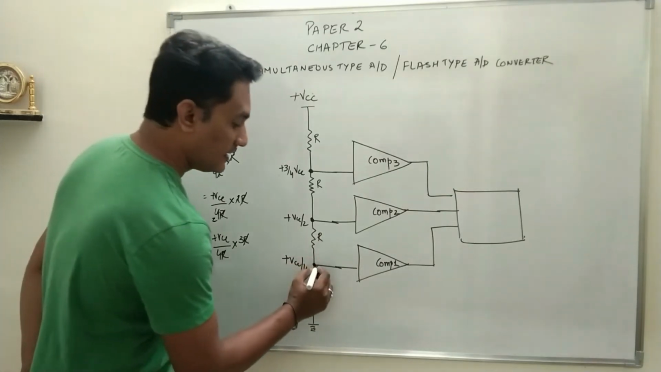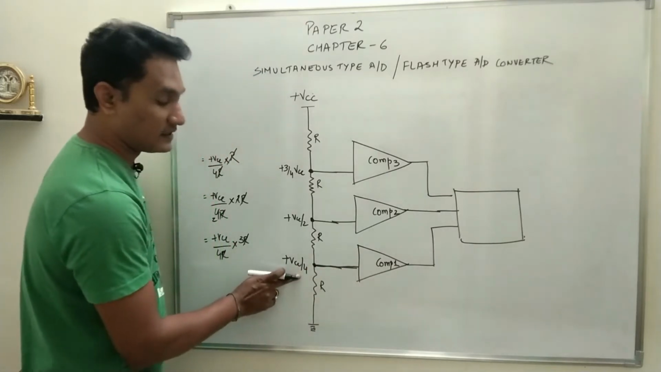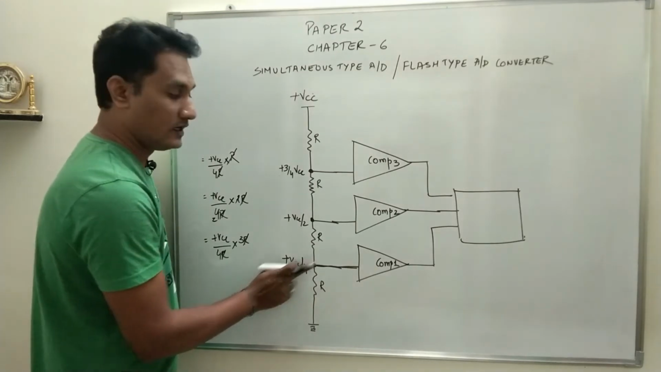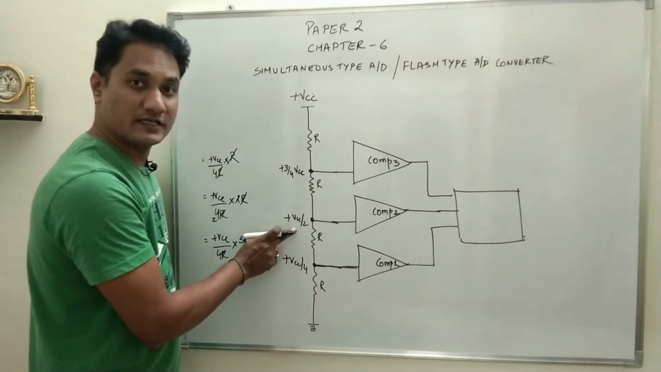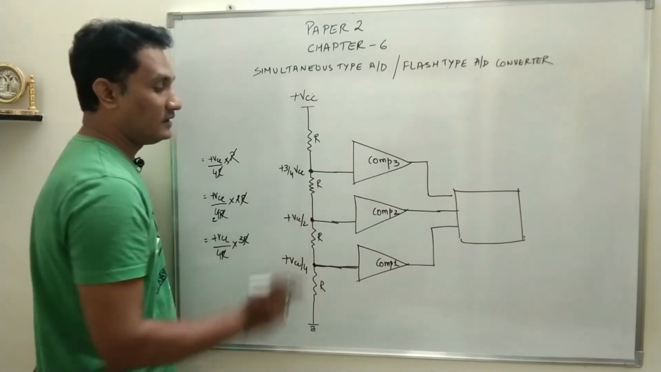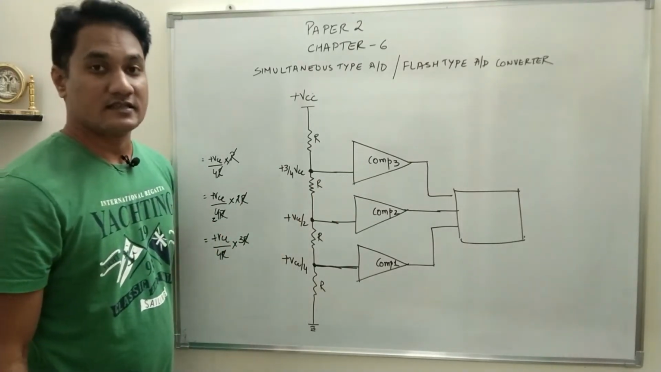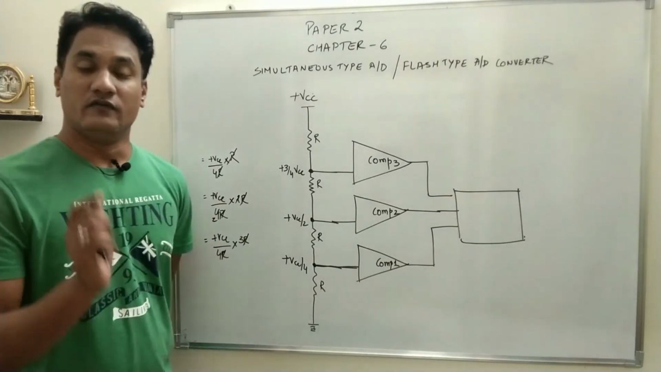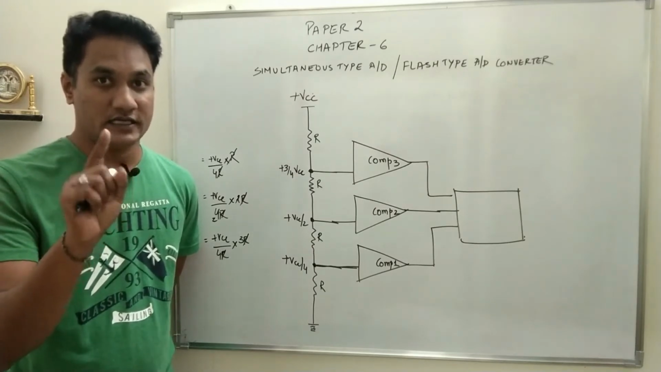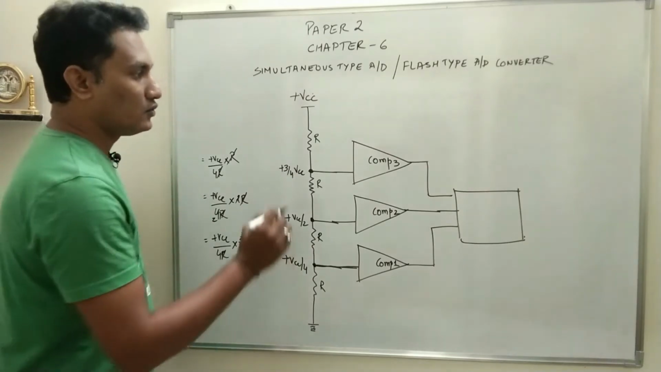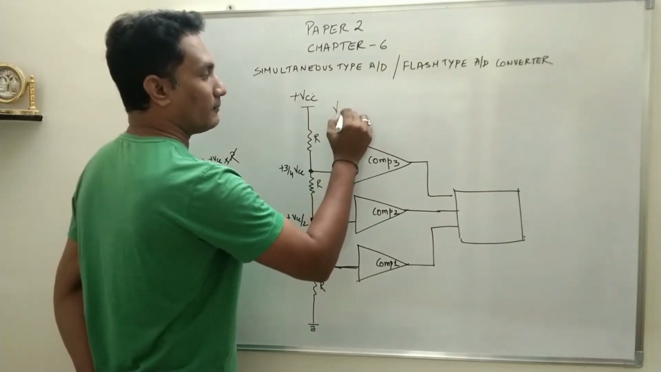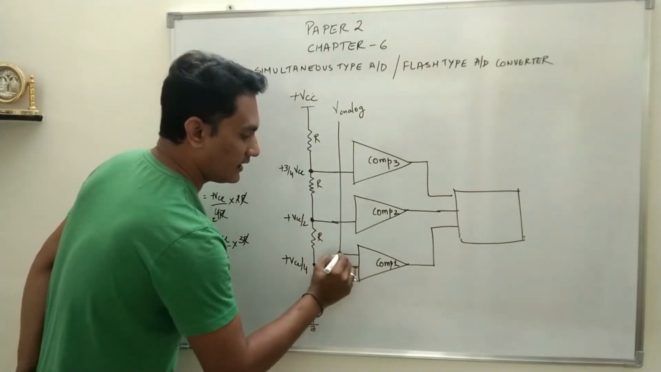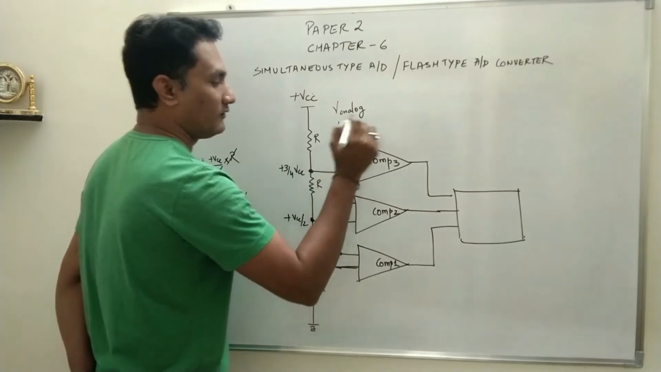One input we have already connected, which is nothing but the reference voltage. For the first comparator, the reference voltage is plus VCC by 4. For the second comparator, the reference voltage is plus VCC by 2, and for the third comparator, the reference voltage is plus 3 by 4 of VCC. Basically, by designing this circuit, we want to convert an analog voltage into its digital equivalent. So the analog voltage which we are going to apply, or for which we want the digital output, will be forming the other input of the comparator.